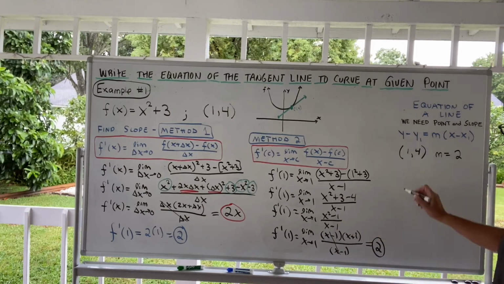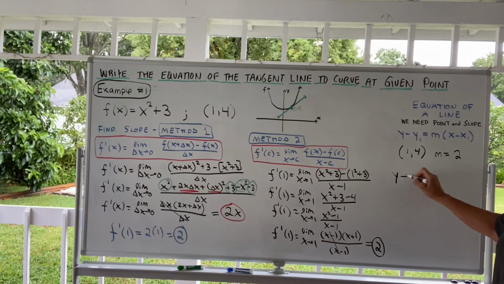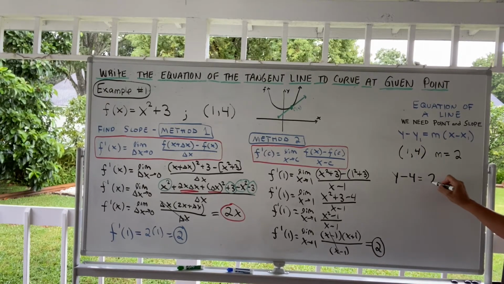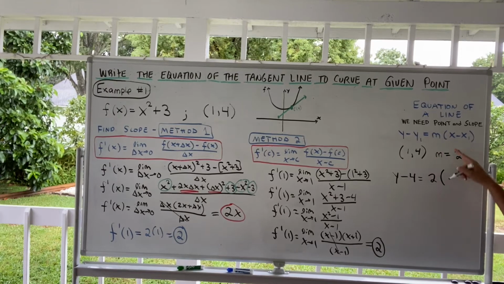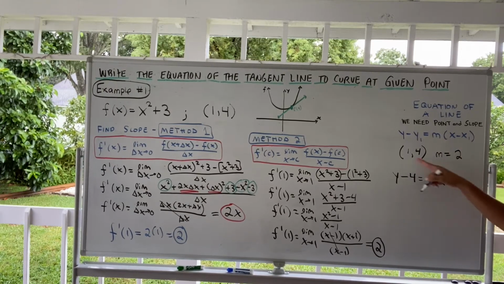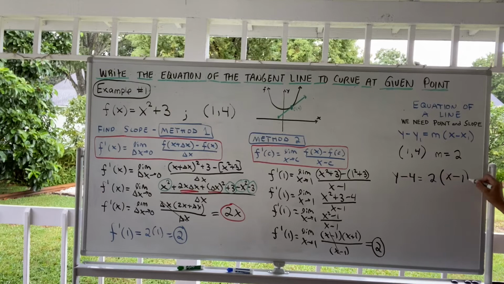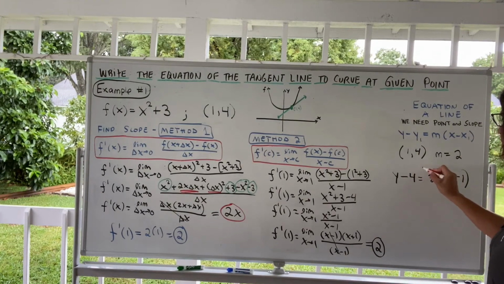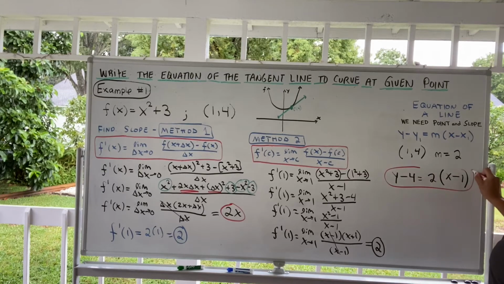So what's our equation of the tangent line? It's going to be y minus the y coordinate, which is 4, equals the slope, 2, times the quantity x minus your x coordinate, which is 1. And here it is. Here is the equation of the tangent line.